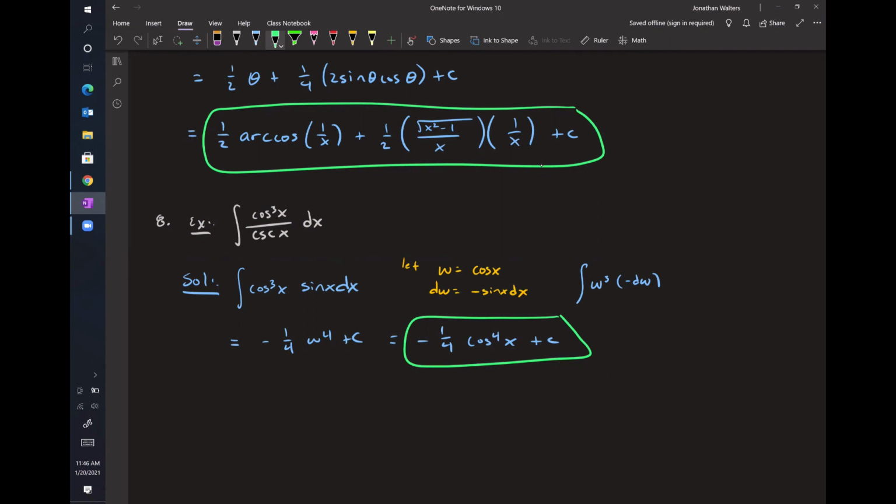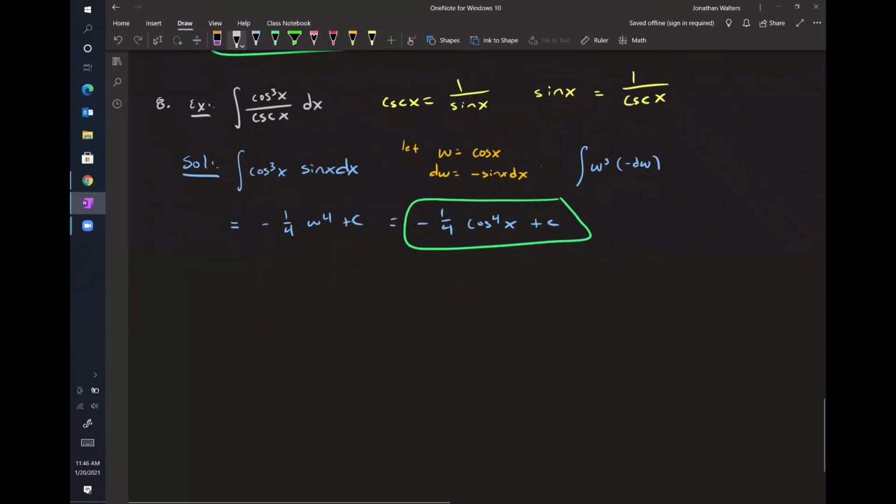What we got? Cosecant is 1 over sine, so 1 over cosecant is sine. All right, so cosecant is 1 over sine. So sine is 1 over cosecant. All right, cool. That's 8 integrals for the day. Do number 9. Example.